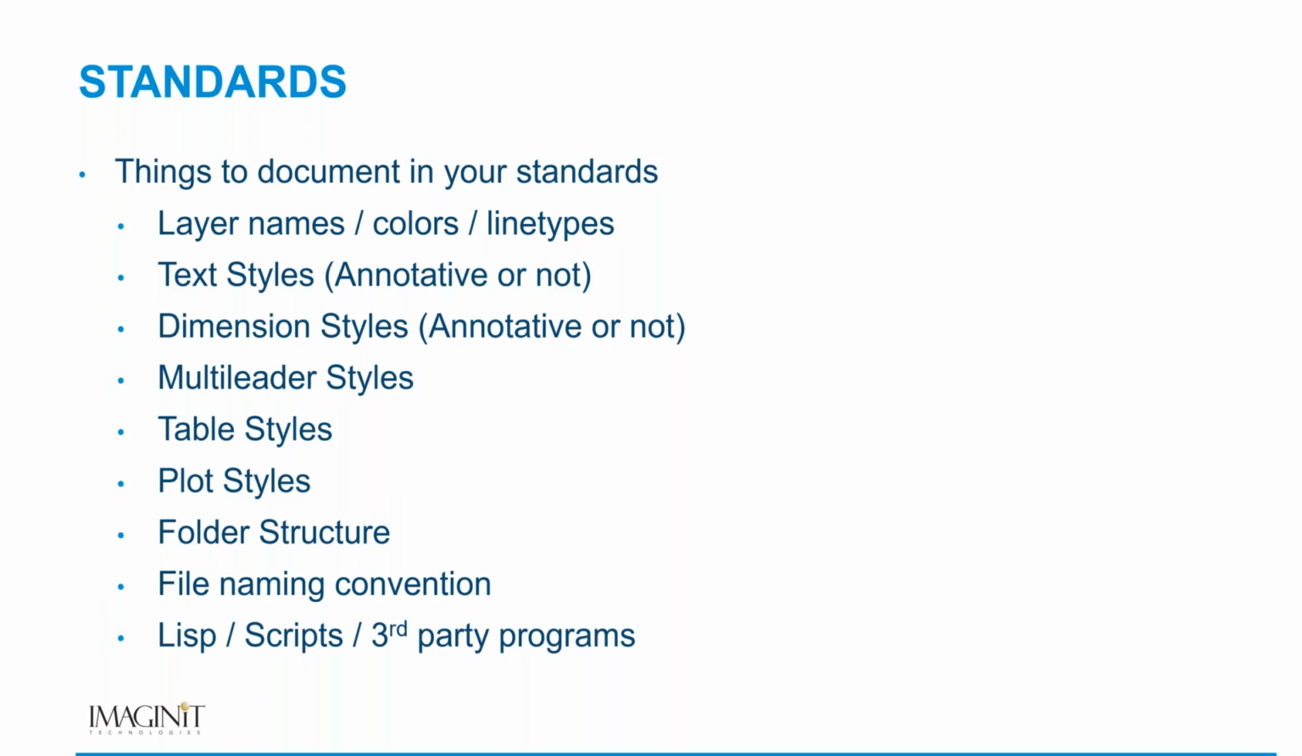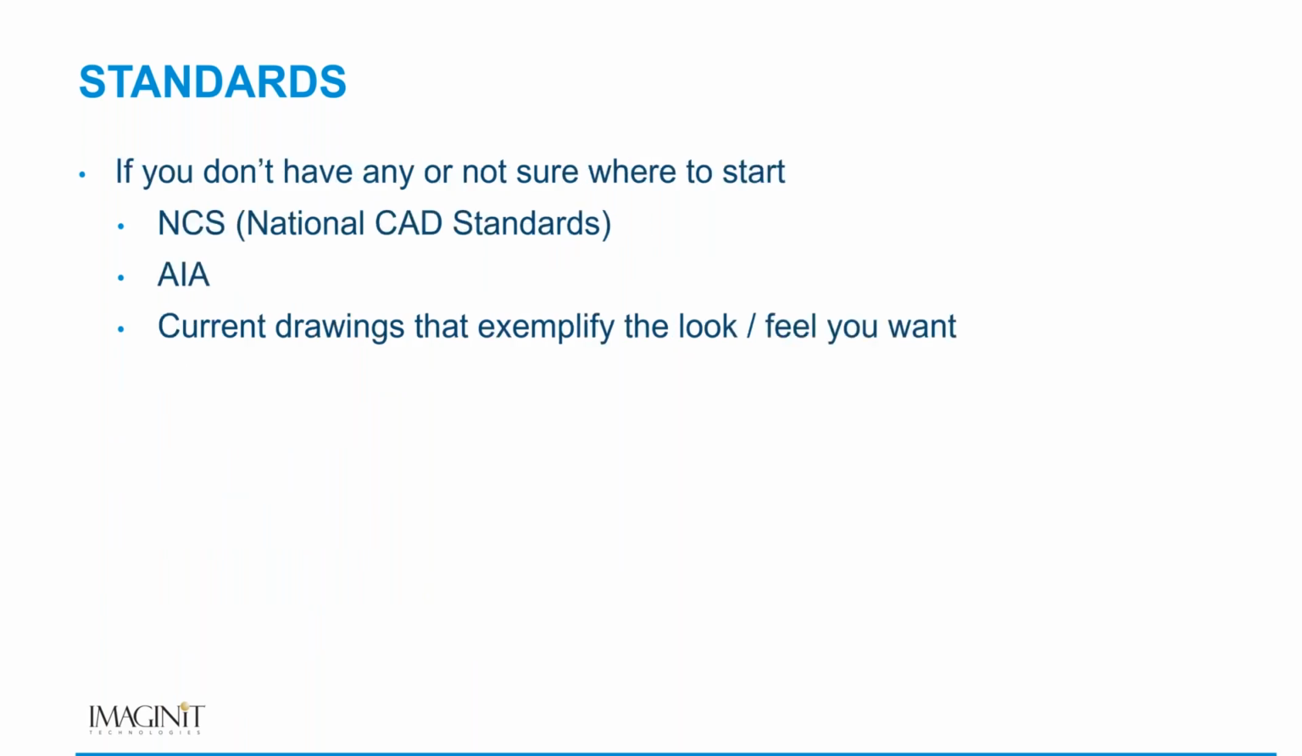Okay, the things that you don't document are the things that are going to cause your drawings to not look the same between two individuals. And if you don't have any standards or are not sure where to start, the best place to look is NCS, which is National CAD Standards, AIA, and then any current drawings or drawing sets that exemplify the look and feel you want. Those are the best places to start if you don't have an established standard.